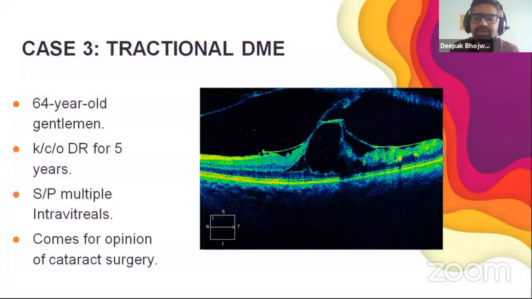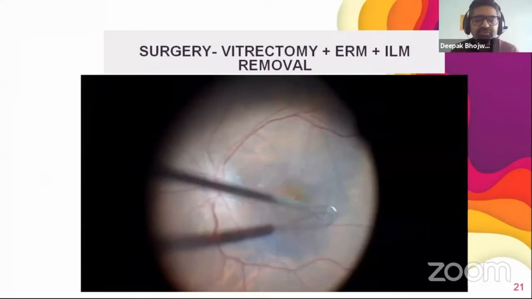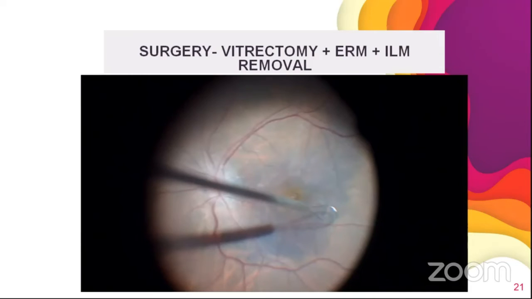Coming to the third case, sometimes whenever you have DME, all these patients do not need injection. When you have a tractional component, like this patient, only performing cataract surgery with injection will not work. You have to first get rid of this traction. For traction, we have to plan a retinal surgery first if the cataract is not very demanding, or if the cataract is very significant, you can plan a combined cataract surgery along with the retinal intervention, in the form of vitrectomy and peeling all the membranes, the epiretinal membrane and the ILM scaffold. So these are surgical patients.